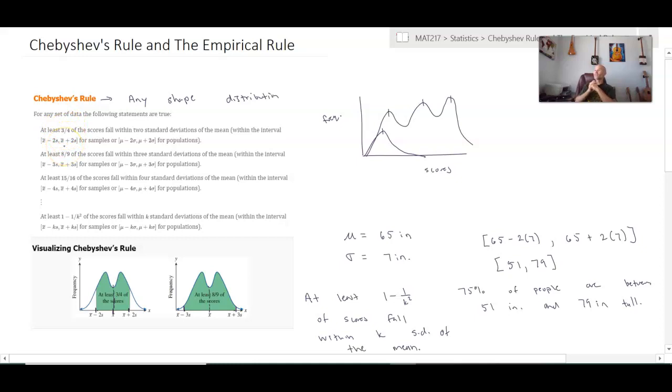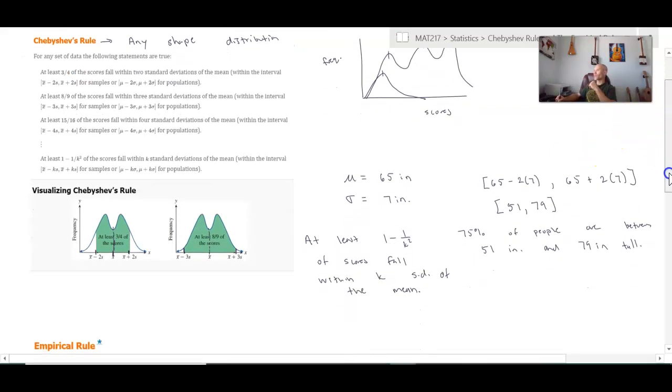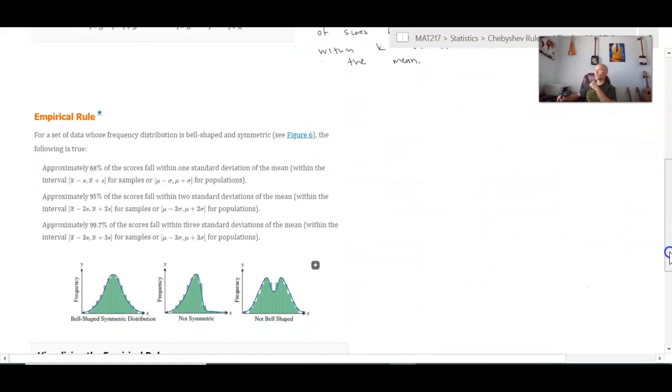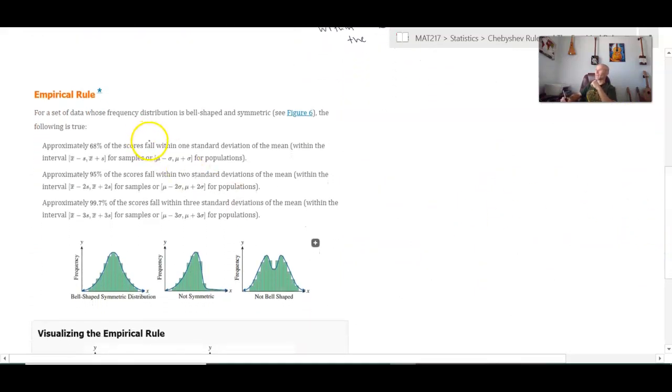If we can determine, or we know that the shape of the distribution is symmetric, then we can do even better. And here's how we can do better. It's called the empirical rule. And the empirical rule is kind of the same idea. It says that for a set of data whose frequency distribution is bell-shaped and symmetric, okay, bell-shaped, you can kind of imagine what a bell looks like, and if it's symmetric as well.